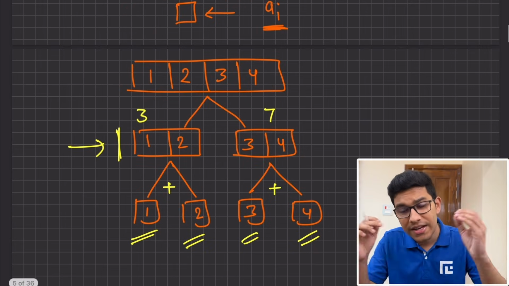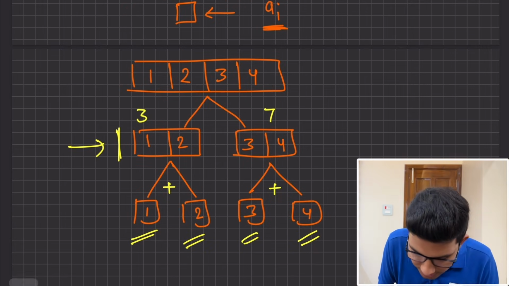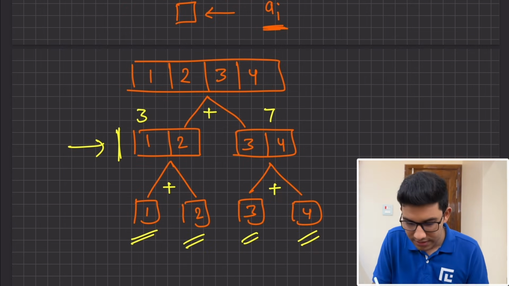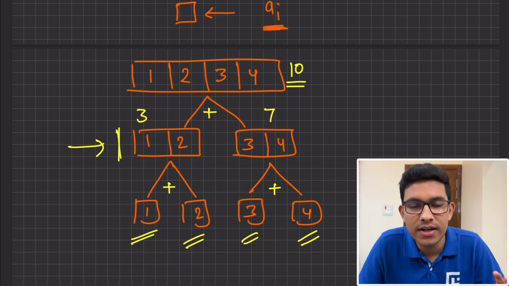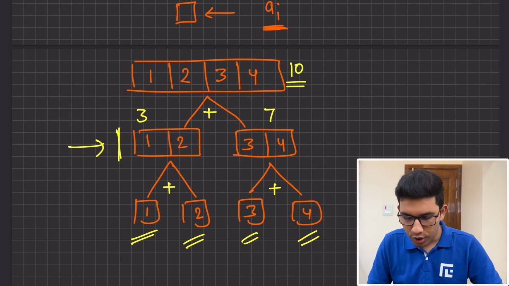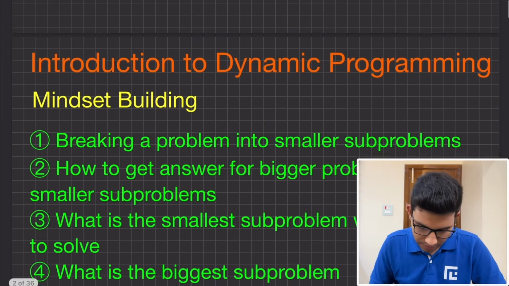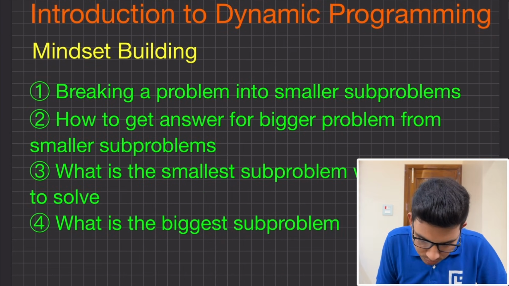Fine. Now look at the biggest subproblem that you were trying to solve. You can just sum up these two values and get your final answer. This gives you a 10. Right? So this is the divide and conquer mindset that you need to develop. What you need to look at is this. Break a problem into smaller subproblems.